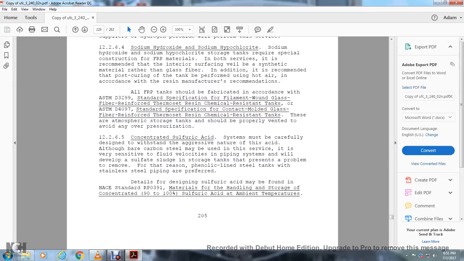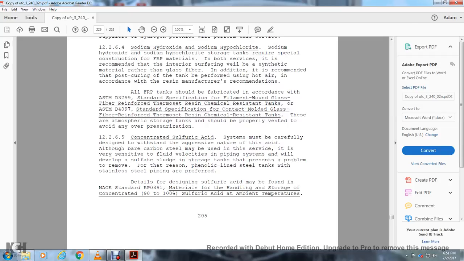12.2.6.5 Concentrated sulfuric acid systems must be carefully designed with an understanding of the aggressive nature of the acid. Although bare carbon steel may be used, it is very sensitive to the fluid velocity of the piping system, and sulfated sludge will develop in storage tanks, which presents a problem. To avoid it, phenolic-lined steel tanks with stainless steel piping are preferred.